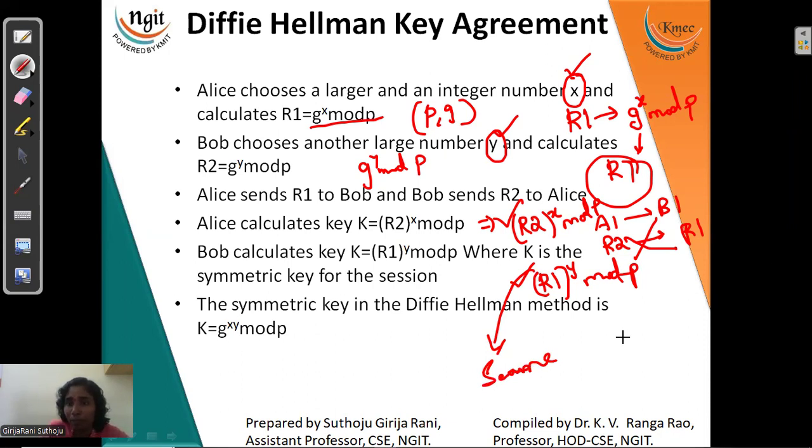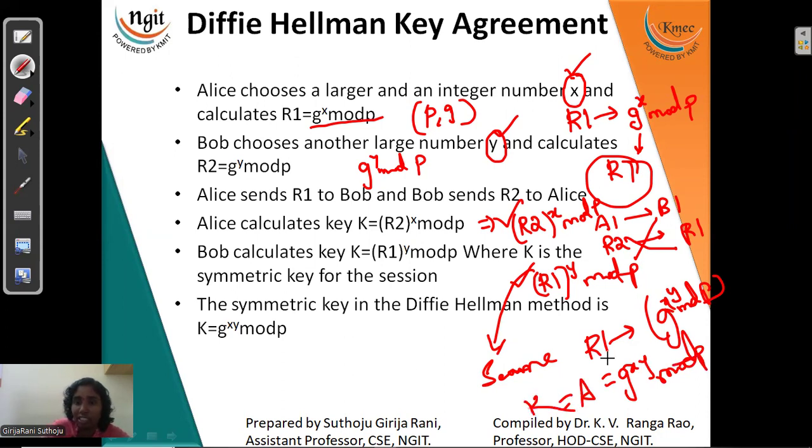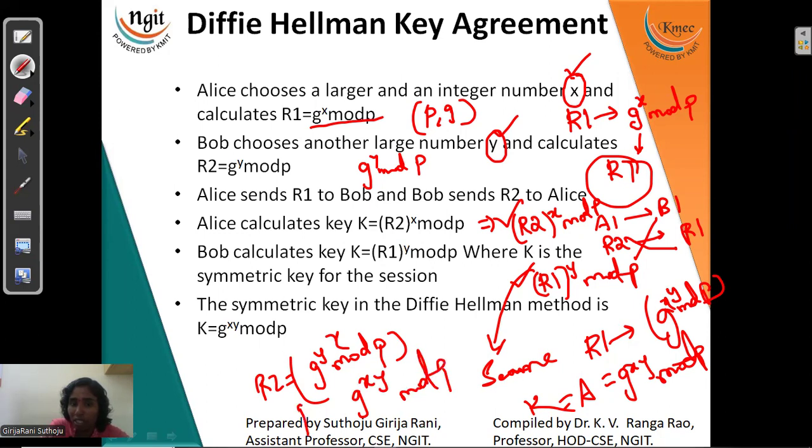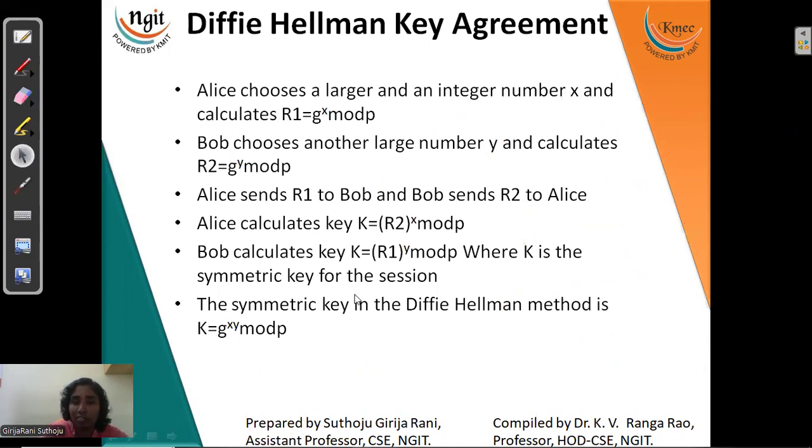So this is nothing but R1 to the power of x mod p, where R1 is g to the power of y, so this is g to the power of xy mod p at Alice's side. So that is the k we get. Similarly, at Bob's side, we will have g to the power of x mod p to the power of y totally. So again, we get g to the power of xy mod p. See, R1 and R2 both give the same value k, that is g to the power of xy mod p. So that is what this algorithm provides, the same value.